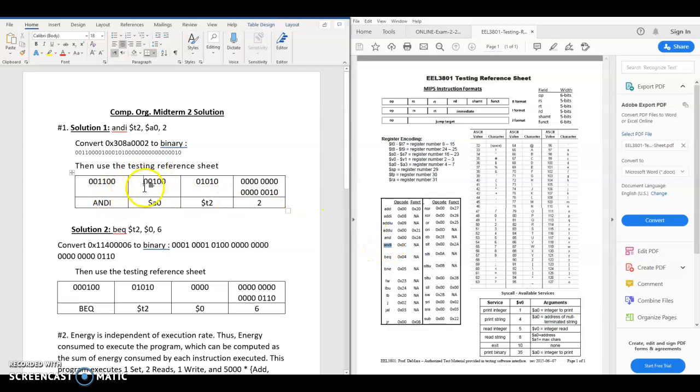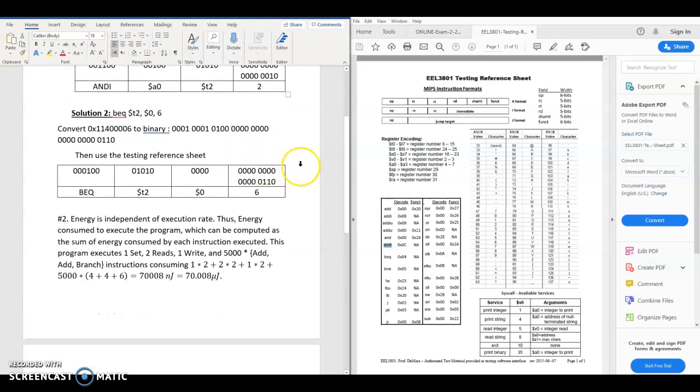So that means it's an I format instruction, which means there are 5 bits for RS and RT, as well as 16 bits for the constant. So 00100 is 4 in decimal, which, looking at the register encoding, is register A0, and 01010 is 10 in decimal, which corresponds to register T2. And then these 16 bits are just 2 in decimal. So the whole command is andi T2, A0, 2.